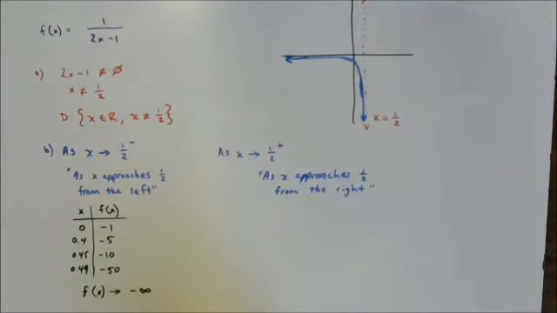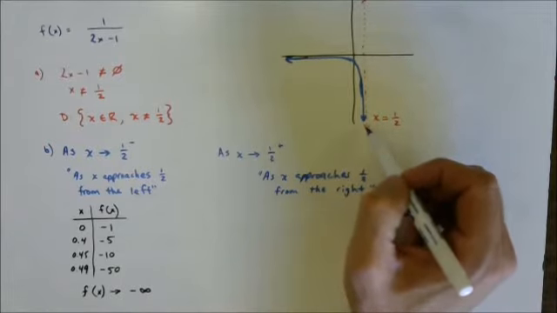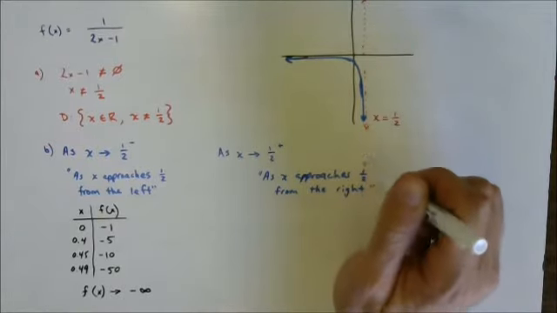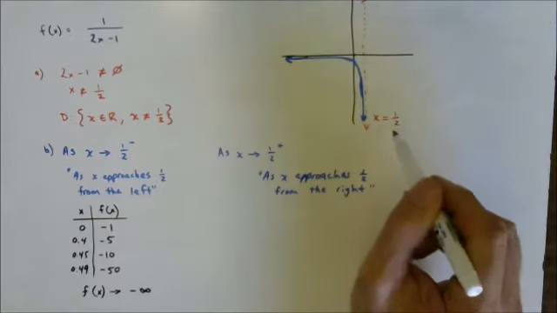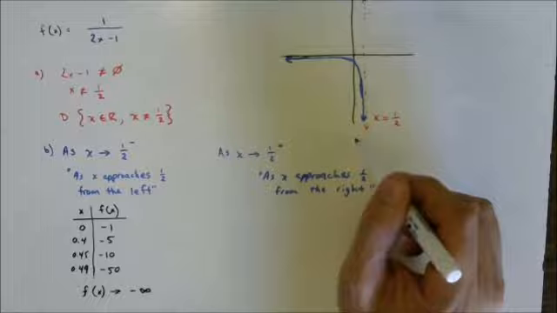That's one leg. It's approaching positive 1/2 along the x-axis, and as it's doing that, it's going down, down, down, down, down. It will never touch this asymptote. It will get closer and closer and closer infinitely.